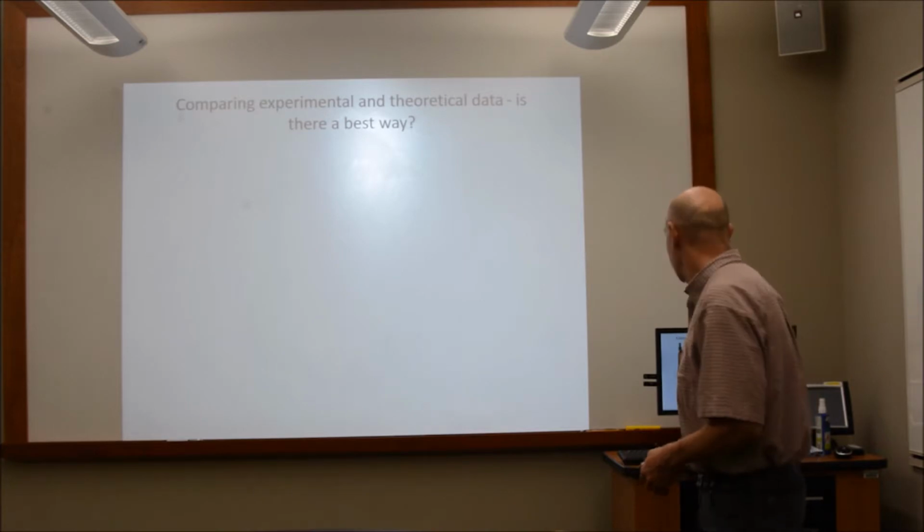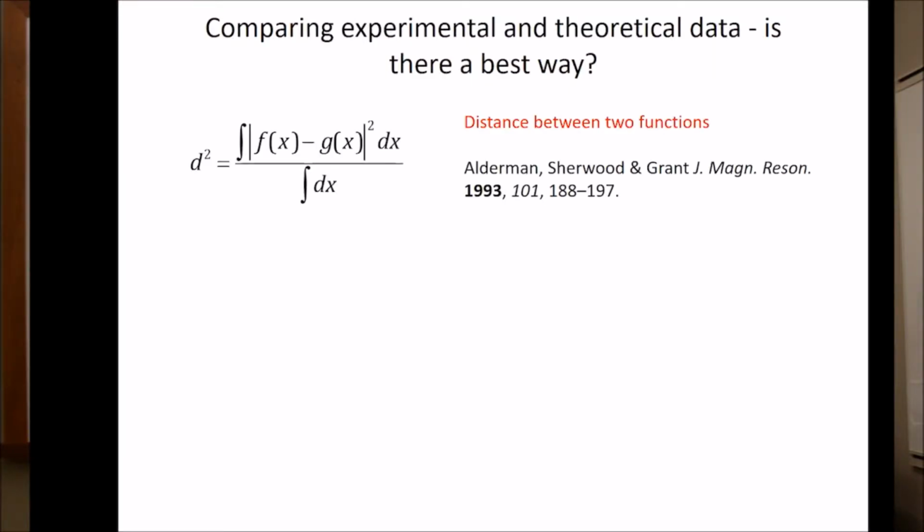So if we're going to compare experimental and theoretical data, the question is, is there a best way to do this? And the answer is mathematically yes. There is a method described by Don Alderman, Mark Sherwood, and Dave Grant in 1993, and it calculates a metric called distance between the two functions, and it's given by this expression here.